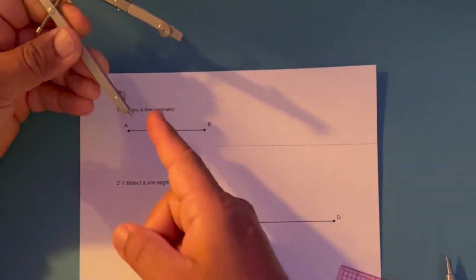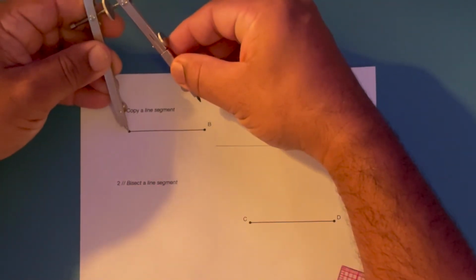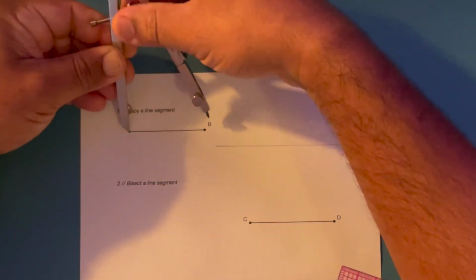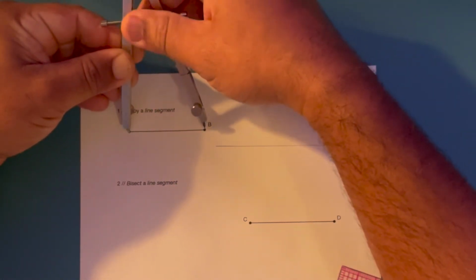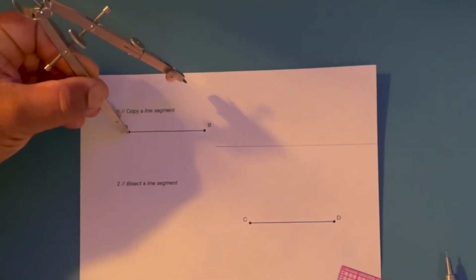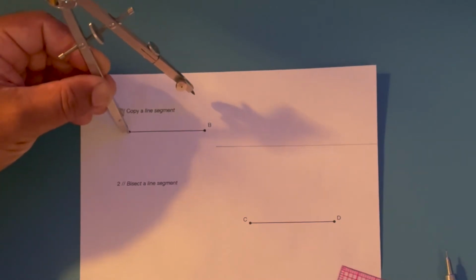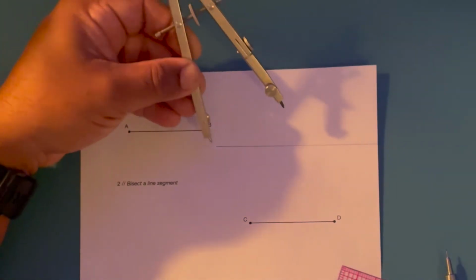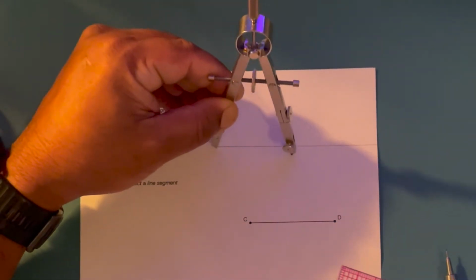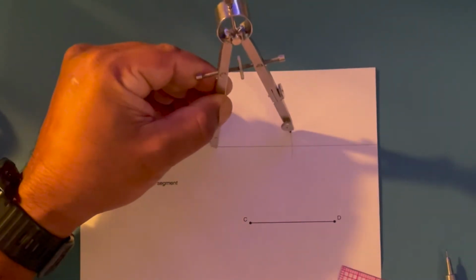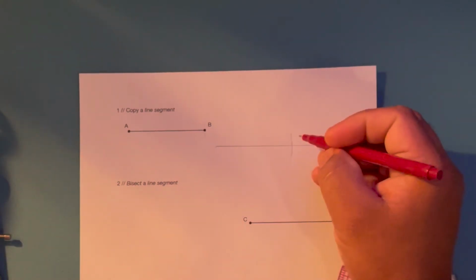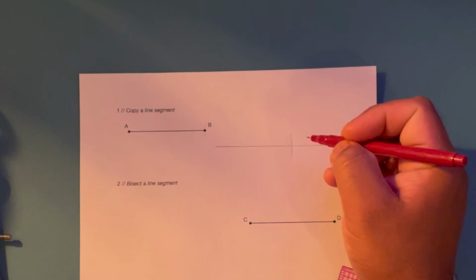So first thing I'm going to do is take the pointy end of the compass, put it on A, and then I'm going to make the other end, by moving it back and forth, land on B, or the other side of the line segment. I always like to do a little arc right there just to make sure it goes through it, verifies that it's the right length. Then I'm going to shift it to my new line, put the point on the beginning of it, and draw a little arc off to the right. When I do that, I just created the same length as my original.